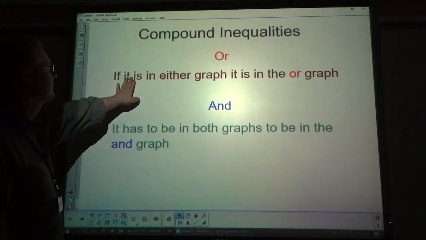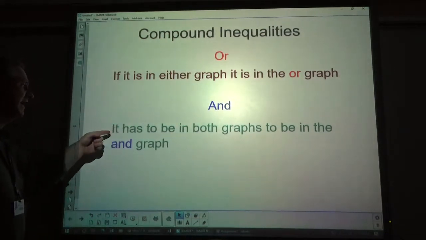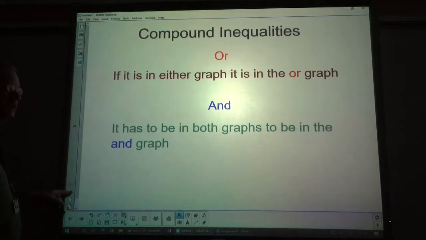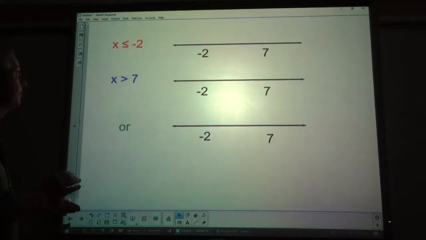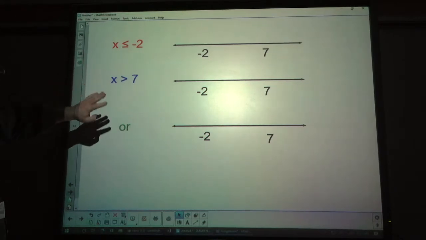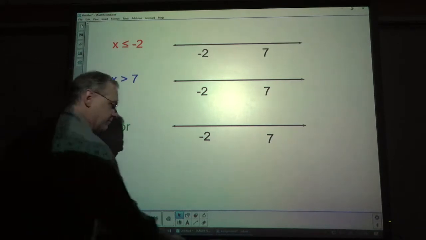For OR graphs, it's in either graph, it's in the OR graph. In an AND, it has to be in both graphs to be in the AND graph. And here's what I mean by that. I usually do three graphs, one for each of the inequalities and one for the compounding of the inequalities.